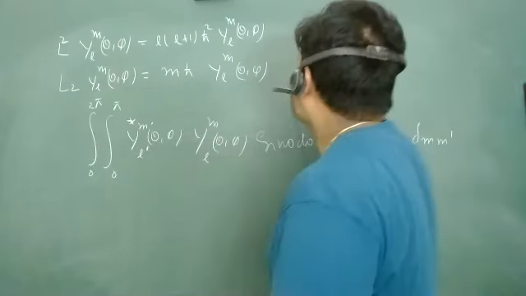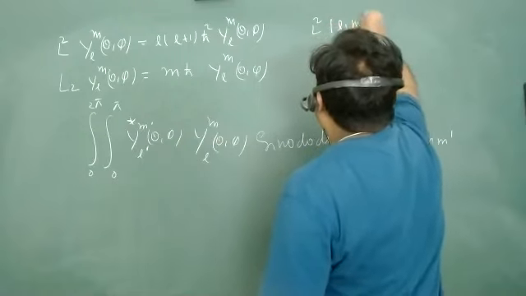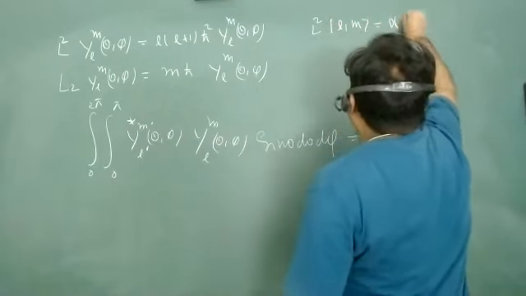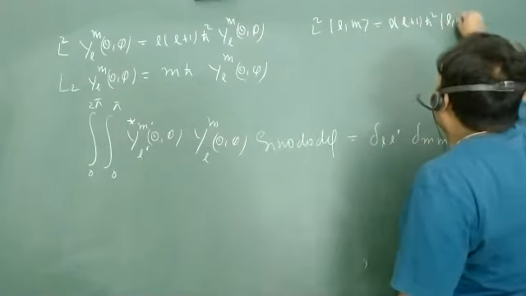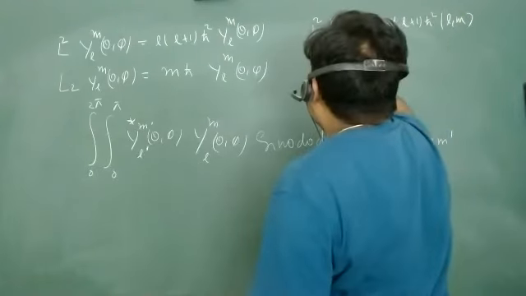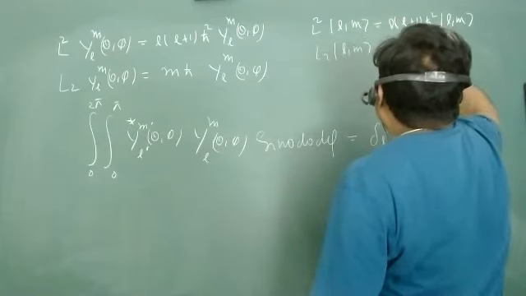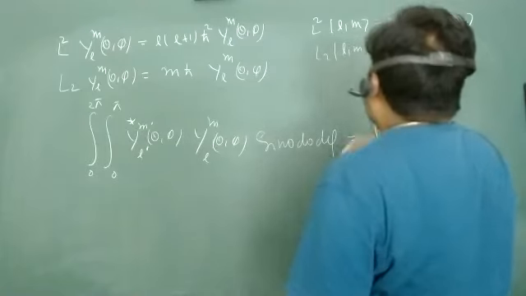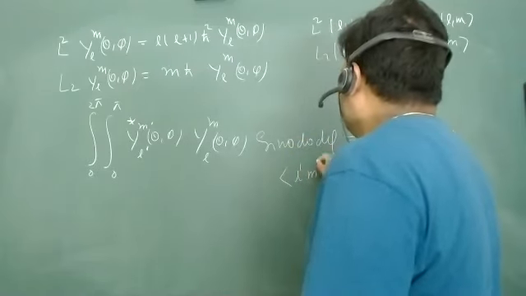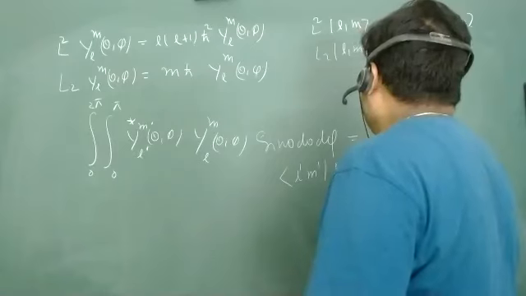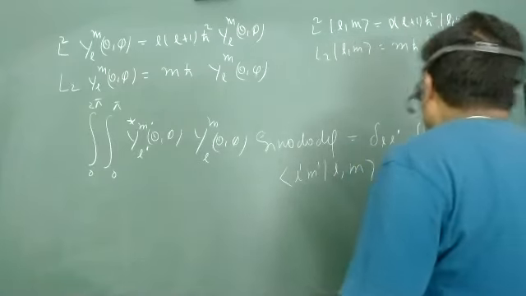We can also write this whole thing as L square on L and M is equal to L into L plus 1 h cut square on L and M. Lz on L and M will be M h cut on L and M, and this whole thing can be written as L dash M dash | L M, which will be delta L L dash delta M M dash.